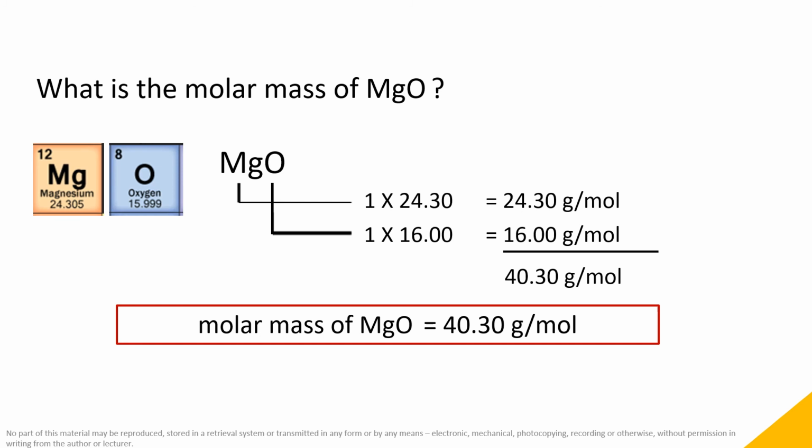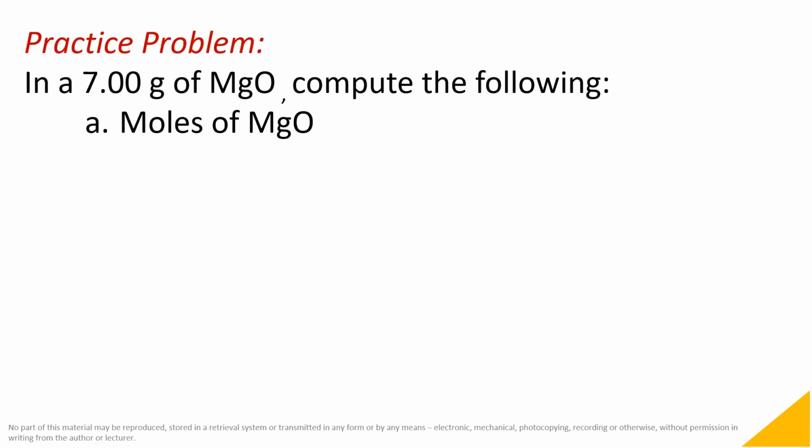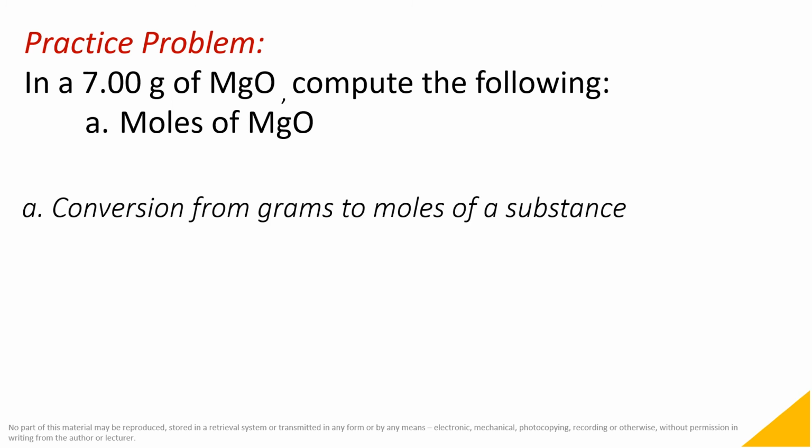Now that we already got the molar mass for magnesium oxide, let's calculate the number of moles in every 7-gram sample. So the first thing that we have to do is to convert from grams to moles of a substance. So we have a 7-gram sample of magnesium oxide coming from the problem. So write 7 grams, multiplied to the number of moles that we have calculated earlier.